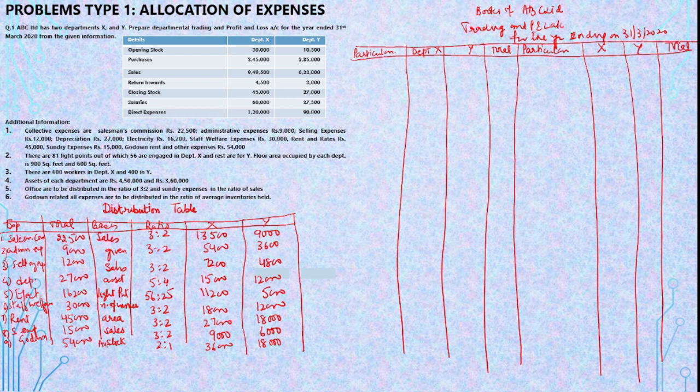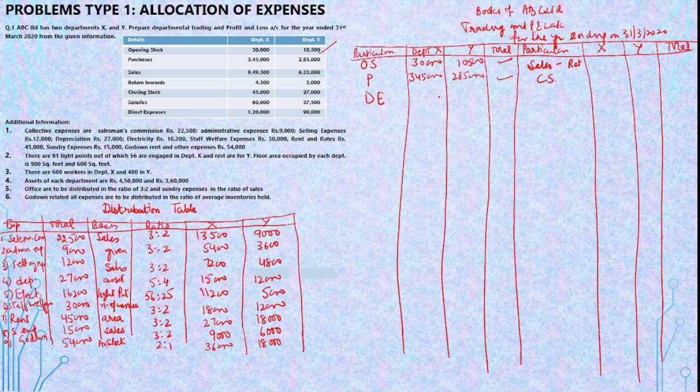Now you all know the components of trading account: opening stock, purchases, direct expenses. On the other side you have sales, net of returns and closing stock. So just feed in the information. Opening stock is given 30,000, 10,500. Purchases are given 3,45,000, 2,85,000. You can write up the totals.